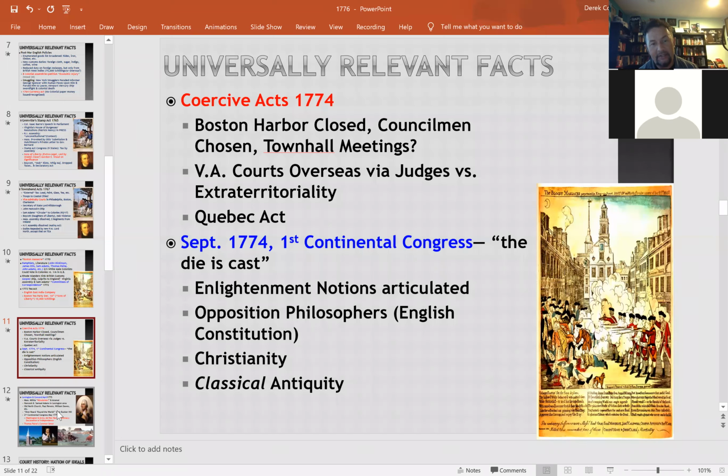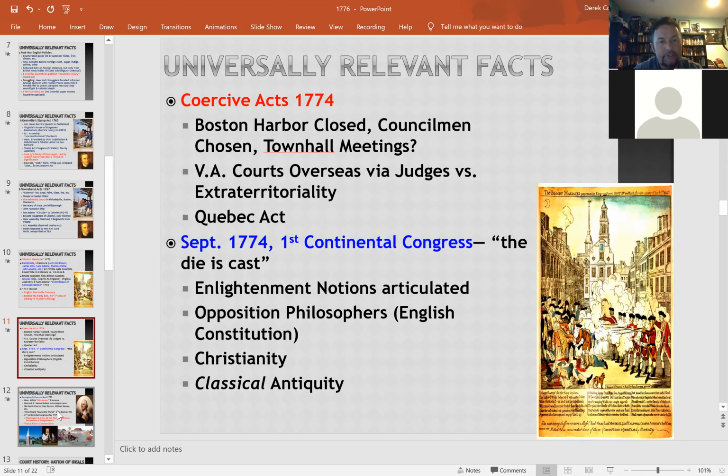But instead, it smacked to Americans, and in the pamphlets, et cetera, of almost a conspiracy theory, that they were trying to oppress and enslave Americans. And they were rubbing it in their noses, treating the French Catholics of Canada so well.